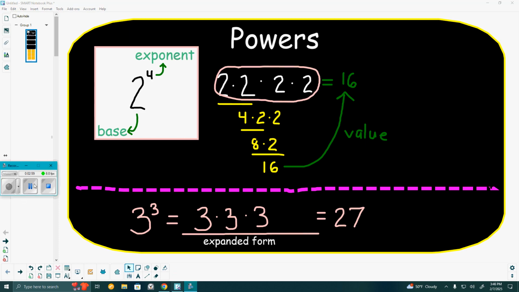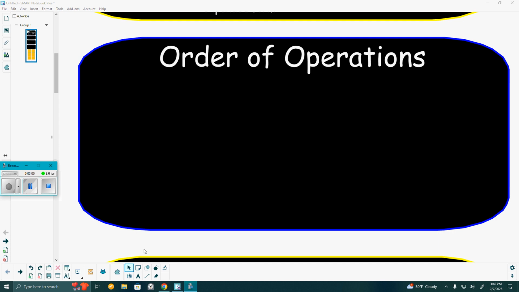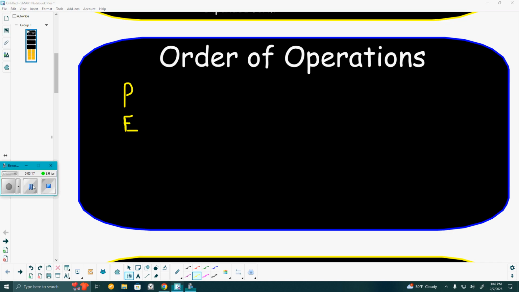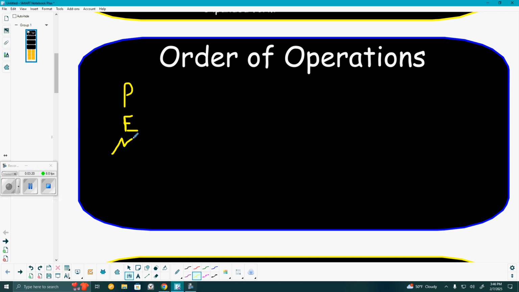Let's move on. The biggest part of algebra is learning the steps of the order of operations. So in order, they are parentheses, exponents, multiply and divide, add, and subtract.